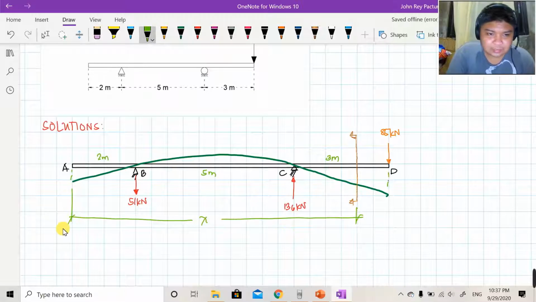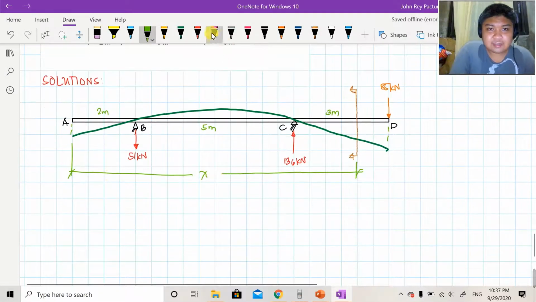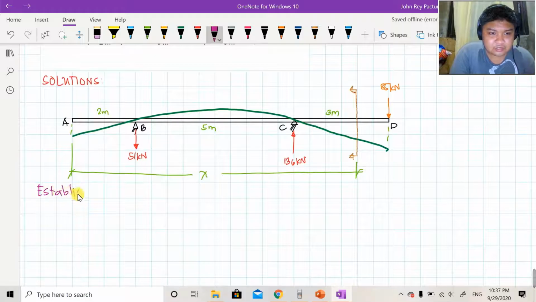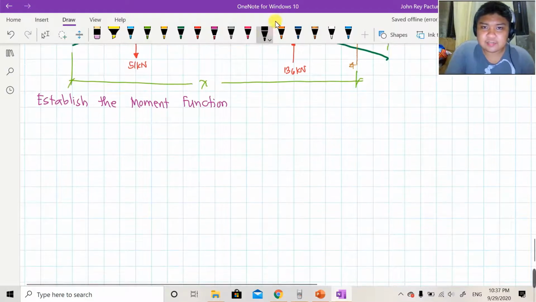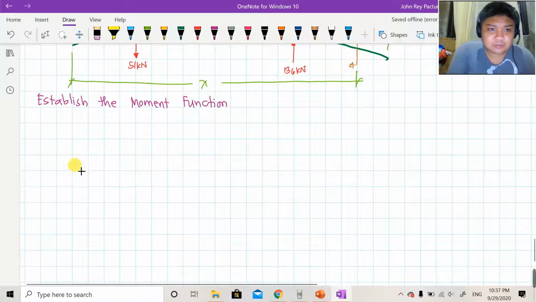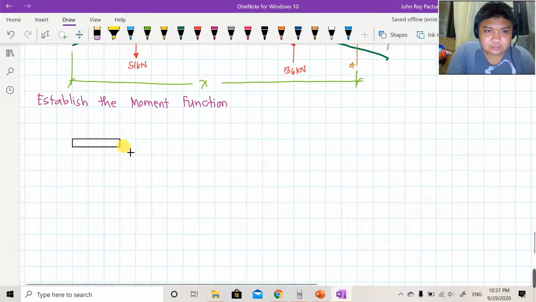So, again, kailangan kasi natin yan para nga, ang unang step natin dito is what? Is to establish the moment function. So sige, simulan na natin na class na i-establish yung moment function based doon sa cut natin, di ba? So wait lang.